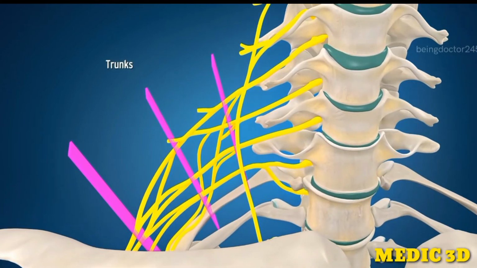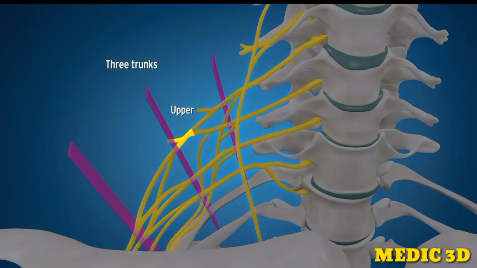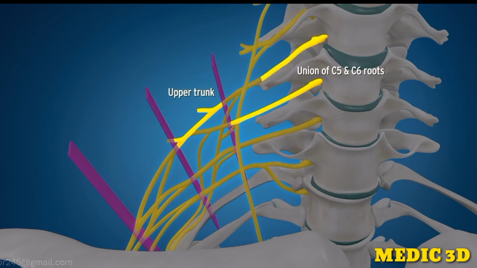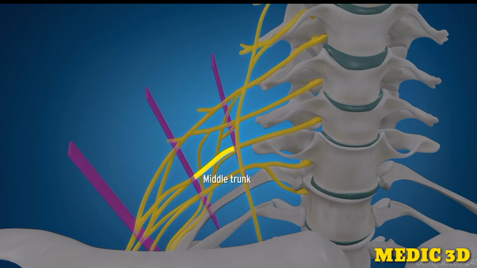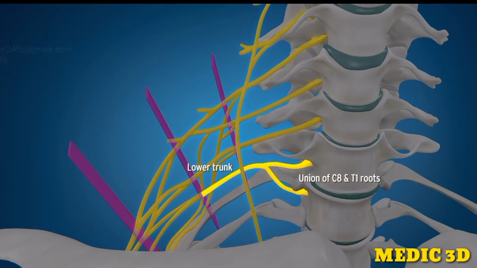The trunks. The trunks are formed by the union of the roots. There are three trunks: the upper, the middle, and the lower trunk. The upper trunk is formed by the union of the C5 and the C6 roots. The middle trunk is a continuation of the C7 root. The lower trunk is formed by the union of the C8 and the T1 roots.